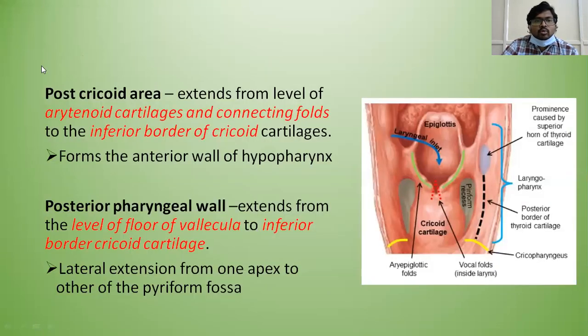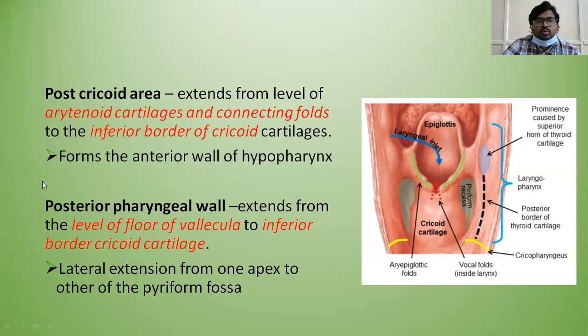Now coming to the post-cricoid area. It extends from the level of the arytenoid cartilages and their connecting folds to the inferior border of the cricoid cartilage. So this forms the anterior wall of the hypopharynx. See, the pyriform recesses are present on either side, and this post-cricoid area forms the anterior wall.